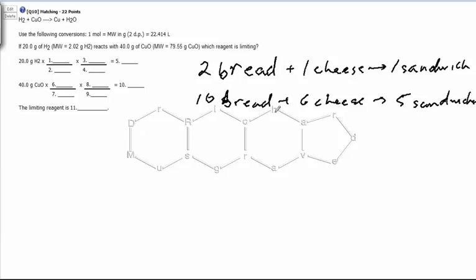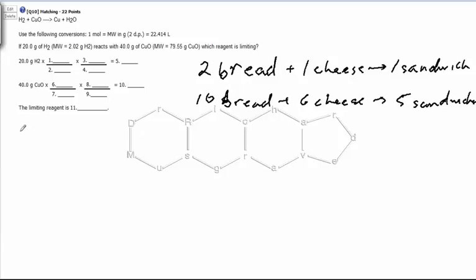And the reason for that is because we can see that if we took 10 bread and divided it by 2, and we know that 2 is up here, we get 5 sandwiches, and 6 cheese would make 6 sandwiches, so the maximum we can get is actually 5. We're doing something similar here. We're dividing by the number of moles in the reaction equation, much the same way as I'm taking the 10 and dividing by 2 to get the number of possible sandwiches I could get from this amount of bread.